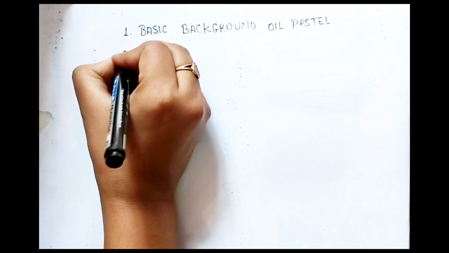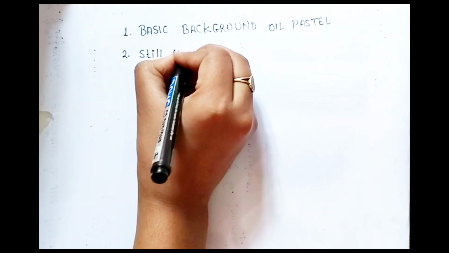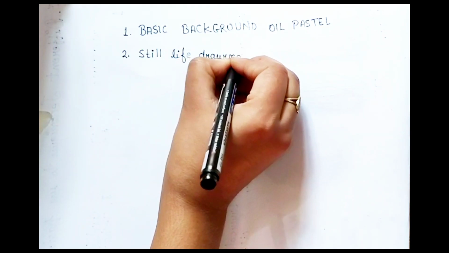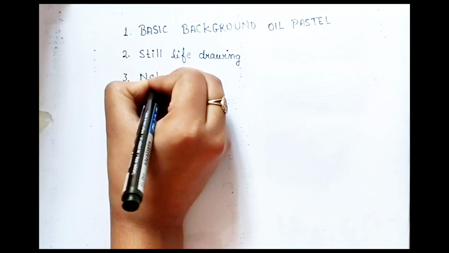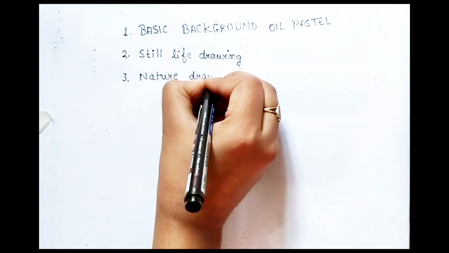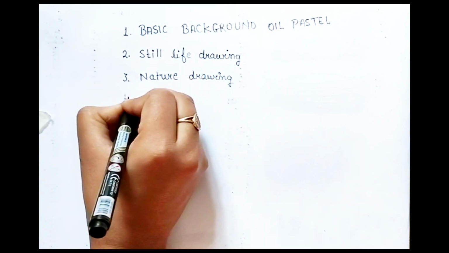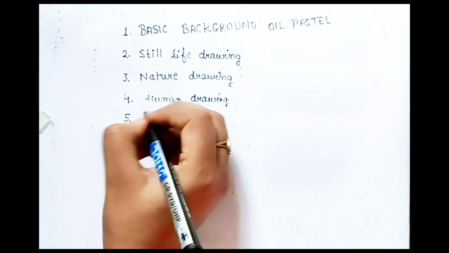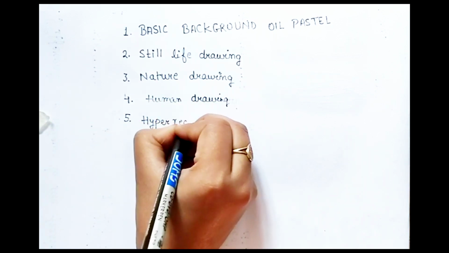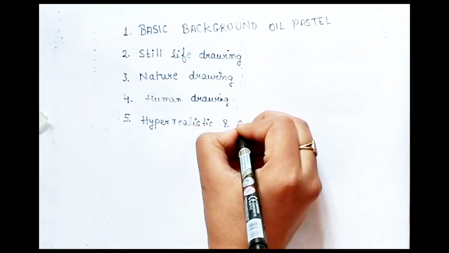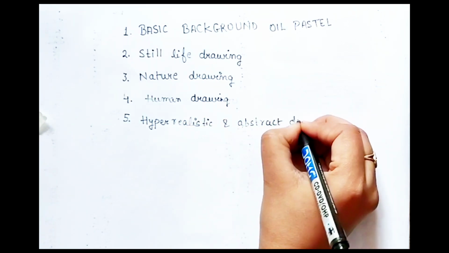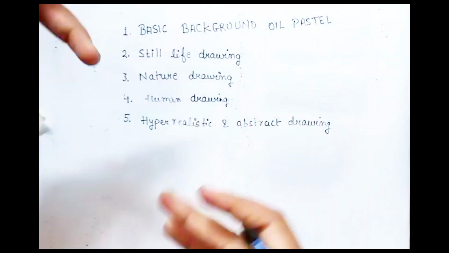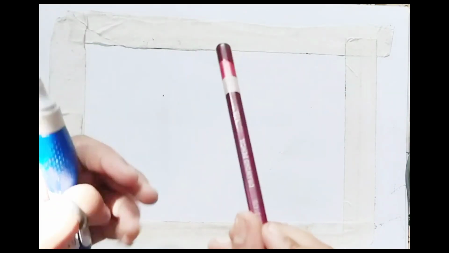So I will start with basic background oil pastel coloring. As I have written, it's very common oil pastel coloring. This video is only based on the first topic, and later four videos will be on the other topics that I am writing right now. This is of course the basic video that beginners should know. Then second is still life drawing, the third is nature drawing, fourth is human drawing, and fifth is hyper realistic or abstract drawing, which of course we can do with oil pastels also.